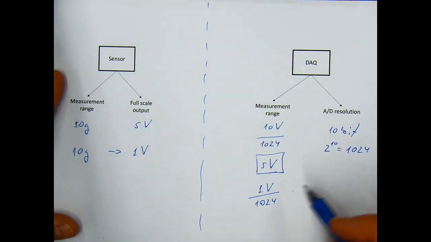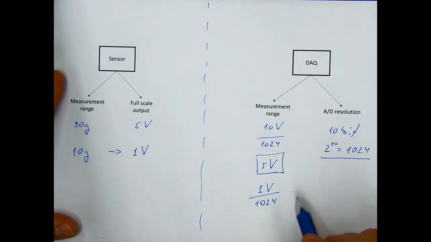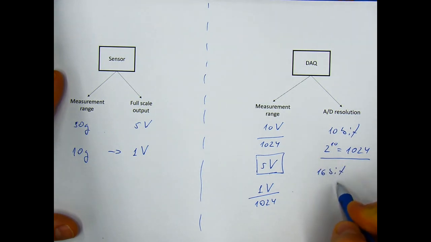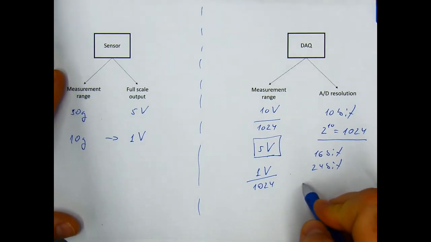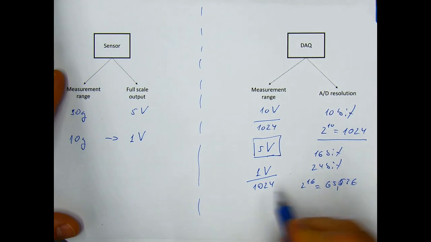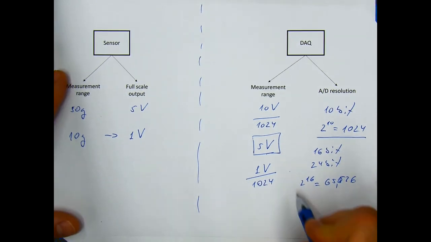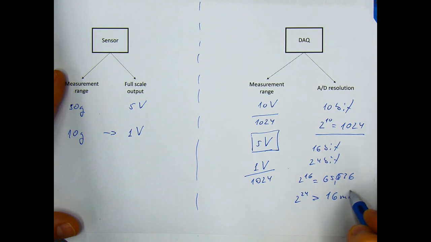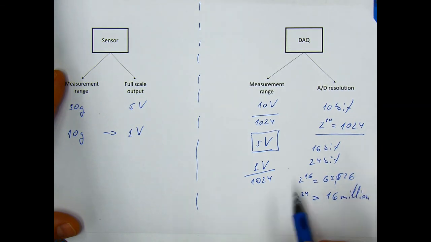So, of course, this is very, very low resolution. Modern instruments have 16 bits of resolution or 24. With 16 bits, you are getting 65,000 discrete values with your full range, and with 24 you're getting more than 16 million discrete values throughout your range.